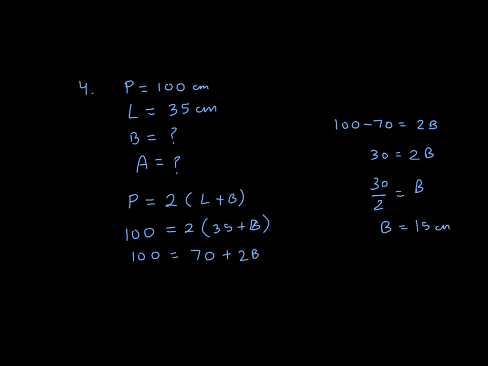We have found the breadth of this particular rectangle. Now we have to find its area. Now for area, the formula is length into breadth. Length was already given as 35 and breadth we have found as 15. So 35 into 15, that is 525 centimeter square. This is the area of the rectangle.